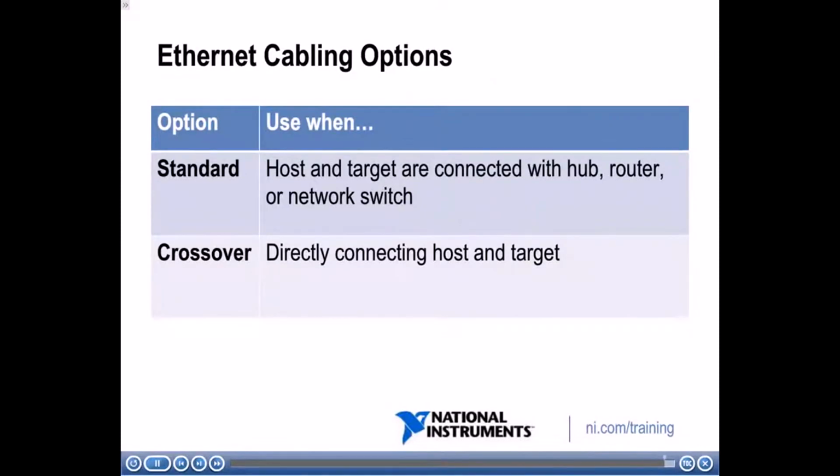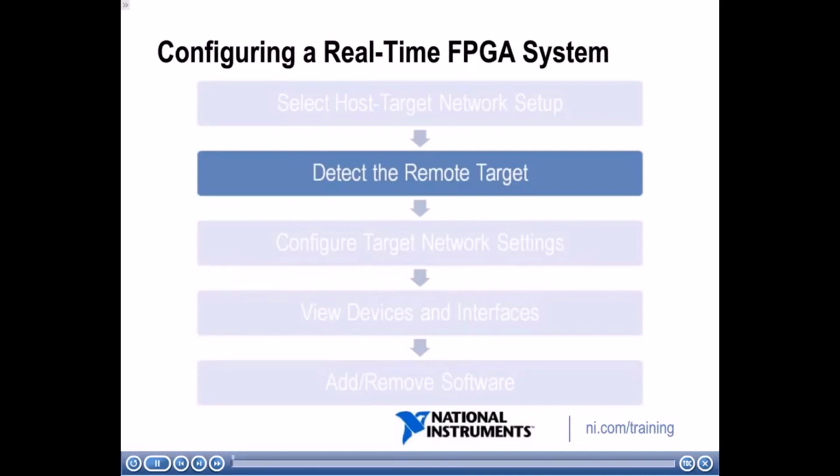Now you can select the host target network setup for a real-time FPGA system. Next, we will detect the RT target and configure the network for a real-time FPGA system in the Measurement and Automation Explorer. In the previous section, we selected the host target network setup for a real-time FPGA system. By the end of this module, you will be able to detect the RT target and configure the network for a real-time FPGA system in the Measurement and Automation Explorer.